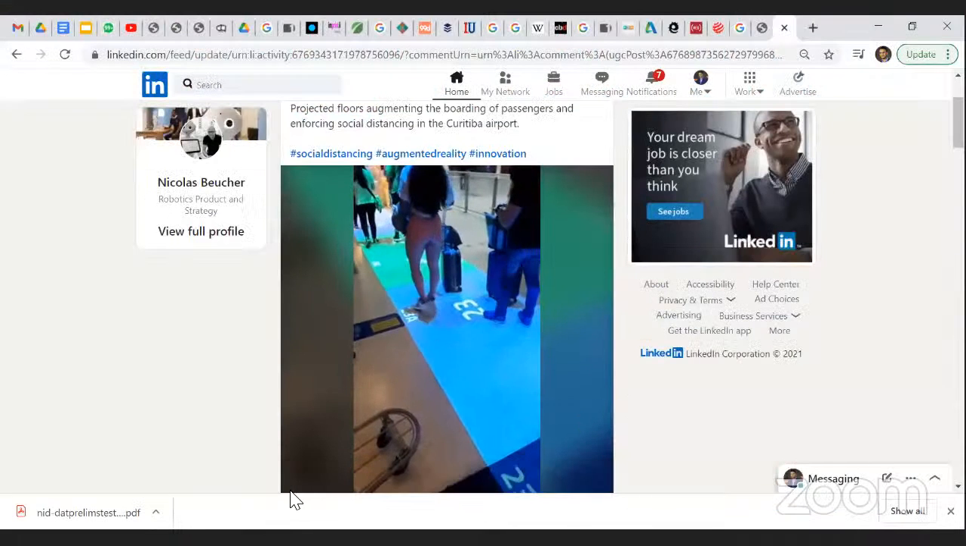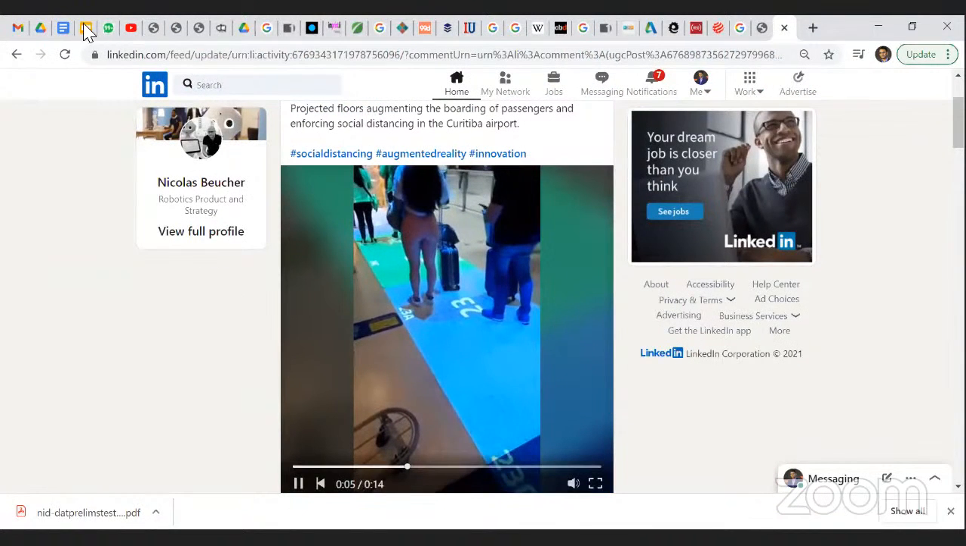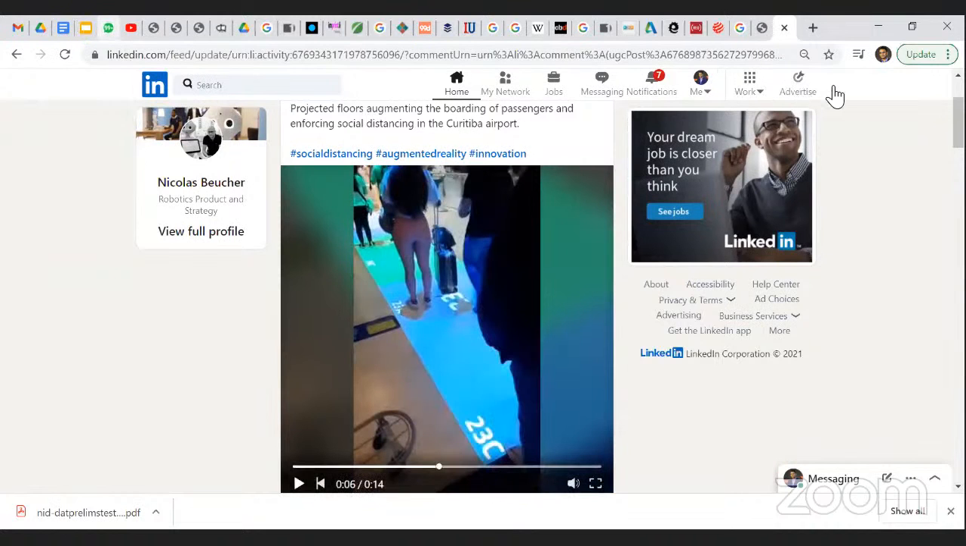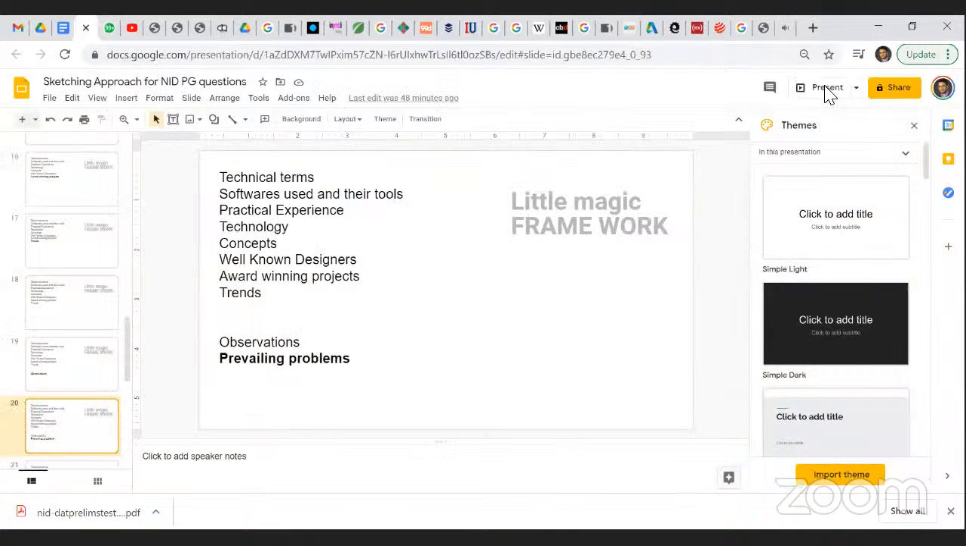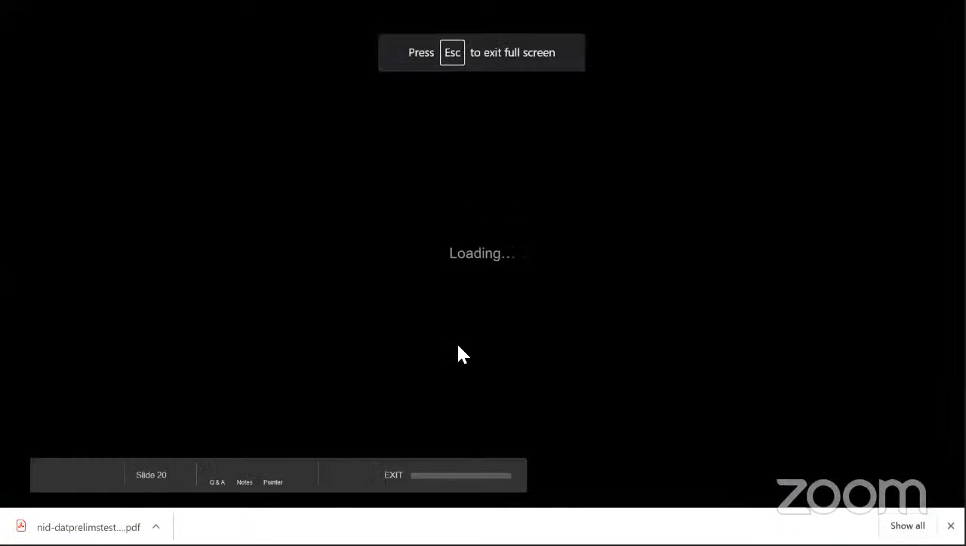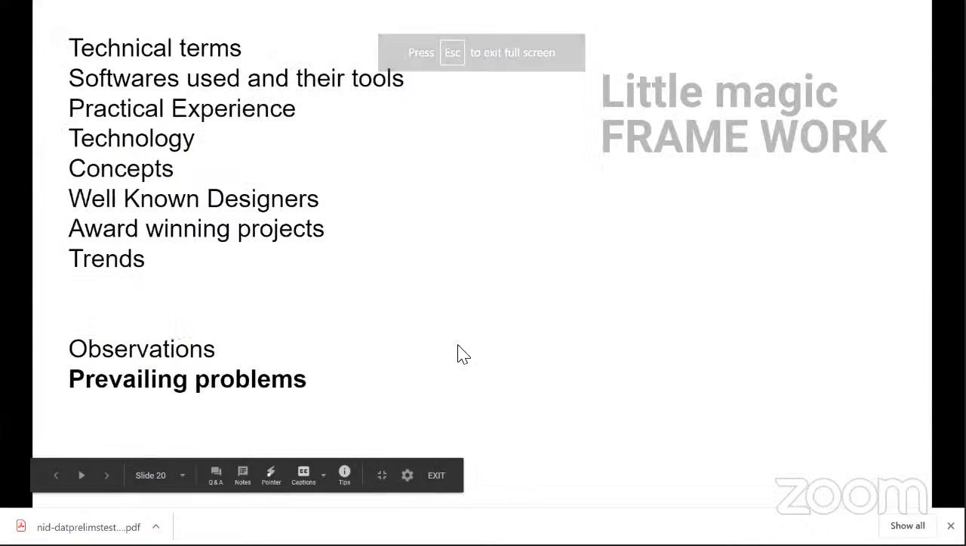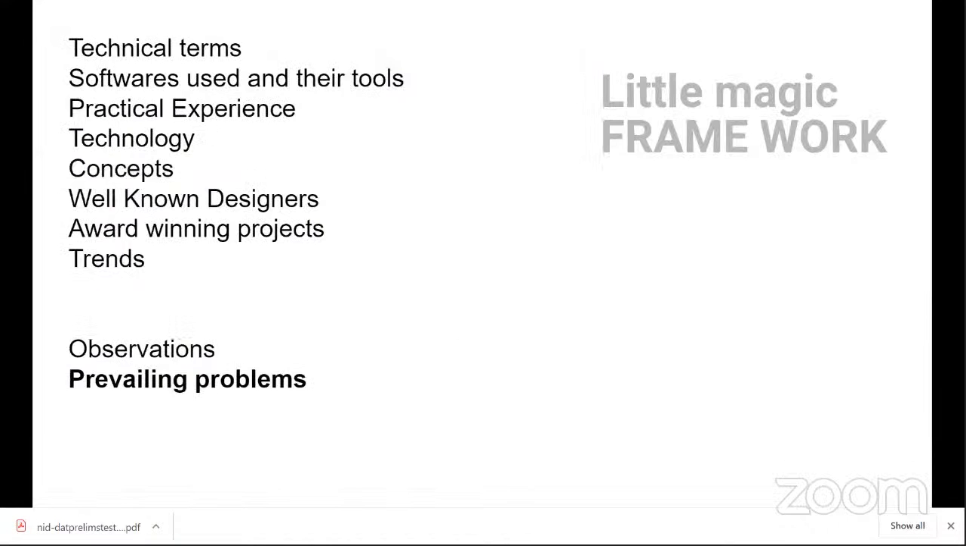So this is the observation that I was talking about. Keep observing your surroundings, and list the prevailing problems, and also think about how it has been solved at this point of time and in how many other ways it can be solved with other means, right?